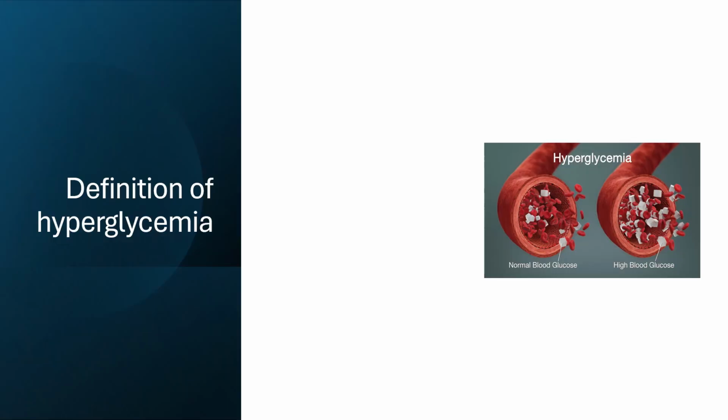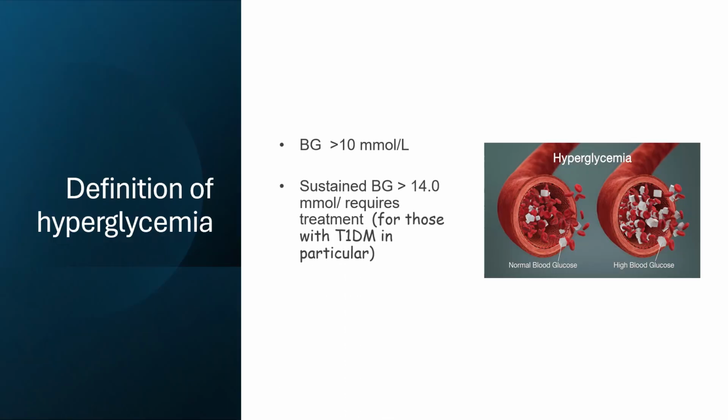So we'll start with the definition of hyperglycemia. It is typically a glucose that is greater than 10, double digits, and a sustained glucose greater than 14 millimoles per liter requires treatment. So especially for those with type 1 diabetes, they would really need to start looking at their ketone bodies when the glucose levels are rising over 14 and they're not able to get them down with extra insulin.